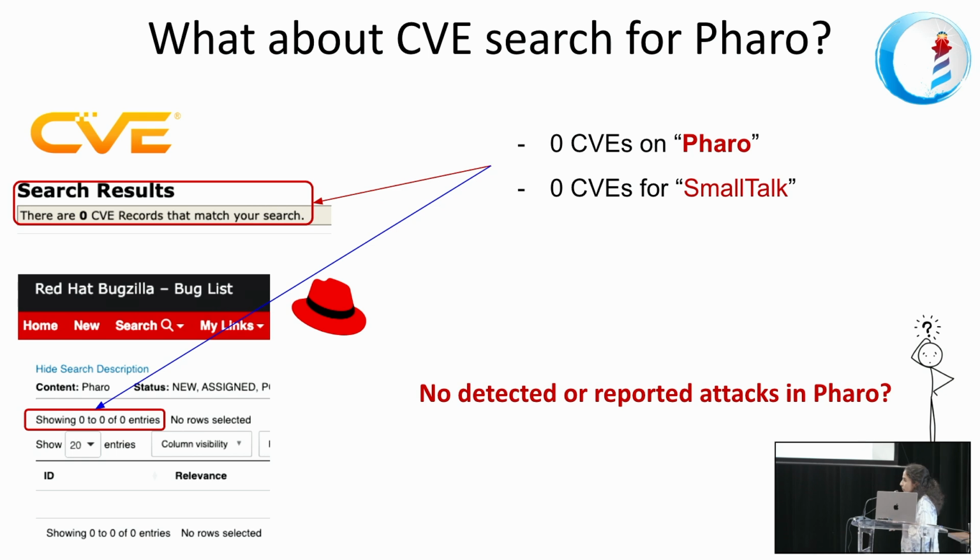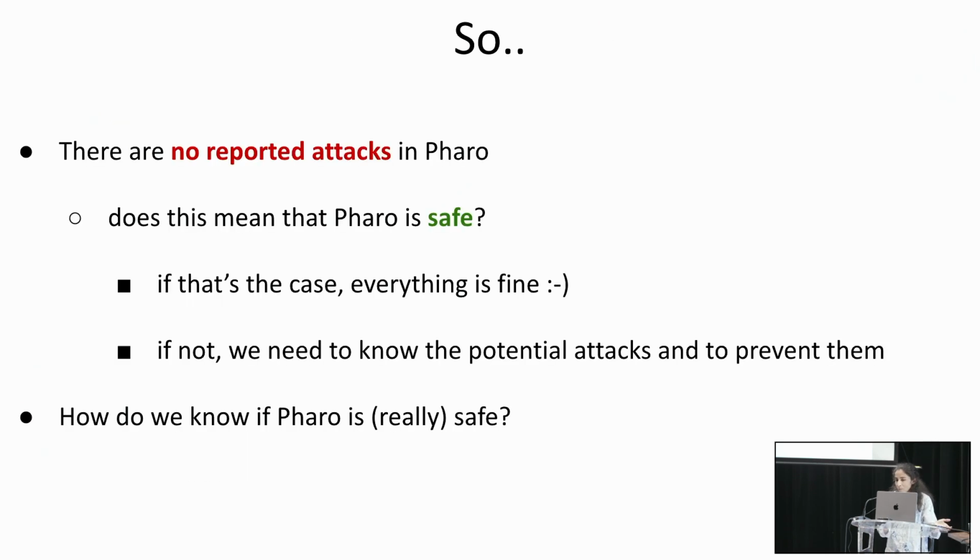Now, what about Pharo? Are there CVEs about Pharo? Are there attacks about Pharo? We did the same thing, and we found that there are 0 CVEs against Pharo code in this database. With the same approach, we did the research for the Smalltalk language, since Pharo is linked to Smalltalk, and there are also 0 CVEs. So does that mean that Pharo is safe? We do not know. So our question is: is Pharo safe?